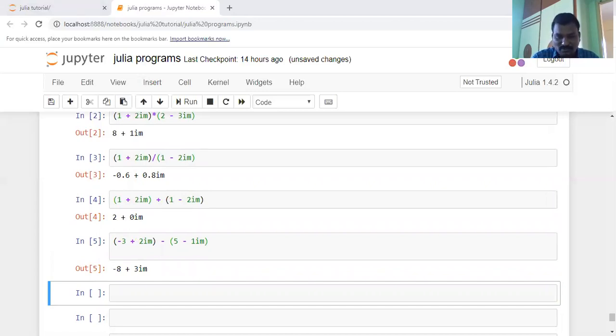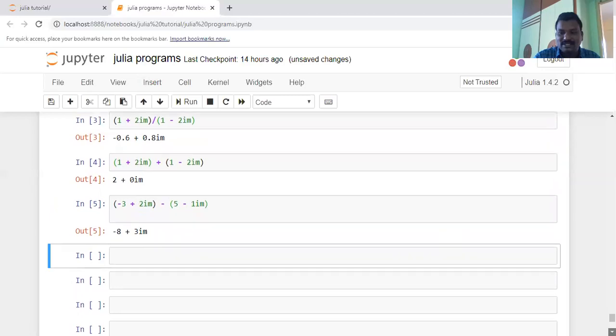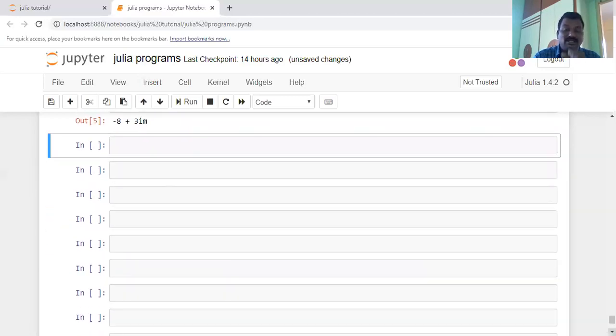In some cases we may perform the power operation also. The power, for example 2 power 3. How can you represent the 2 power 3 value here? 2 power 3, 4 power 3. In the mathematical operations I already explained the power. How can you represent the power here? You will represent the power value with the cap symbol. Here it is the cap symbol. Here minus 1 plus 2im power 2, the whole squared value.